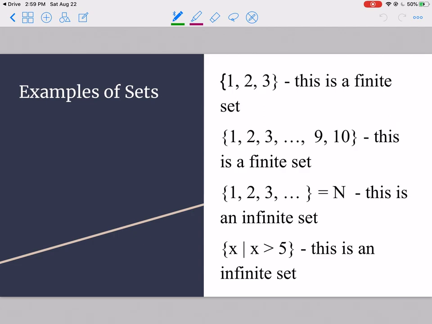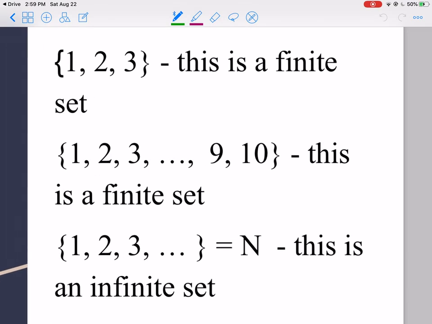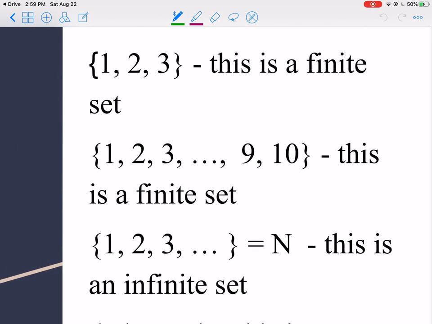Here's some more examples of sets, so please write these down. So here is a finite set. The set of the numbers 1, 2, and 3. The reason that it's finite is because it only has these 3 numbers. It can be counted. We're not adding anything to it.